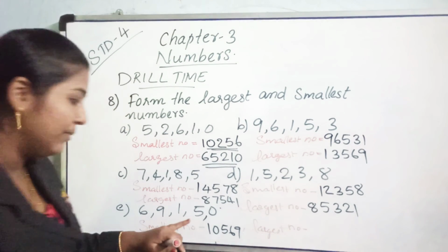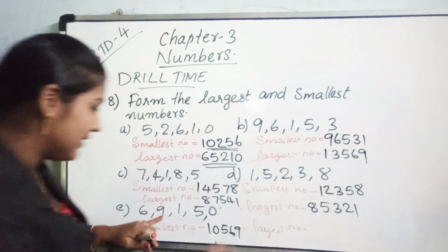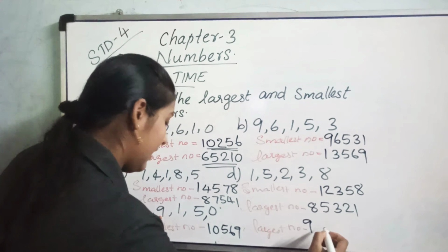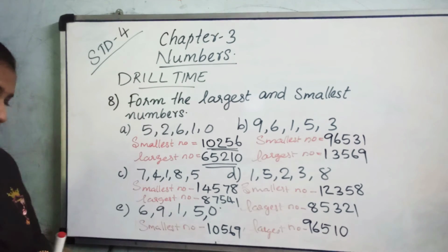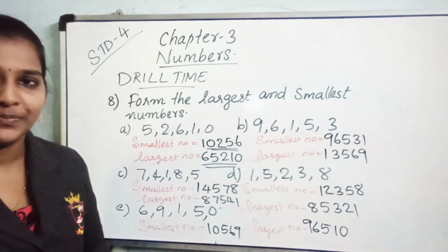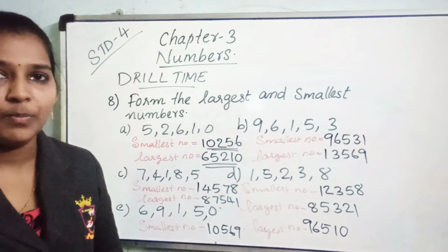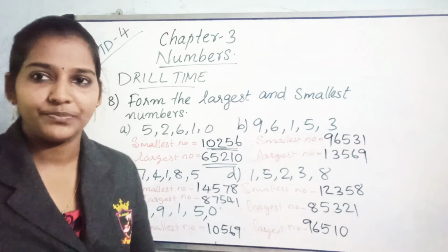And the largest number, we can just arrange in descending order. So, the largest digit is 9, then 6, 5, 1, 0. That is 96,510, the largest number. Got it, children? I hope everyone got the same answer. Right? Okay.